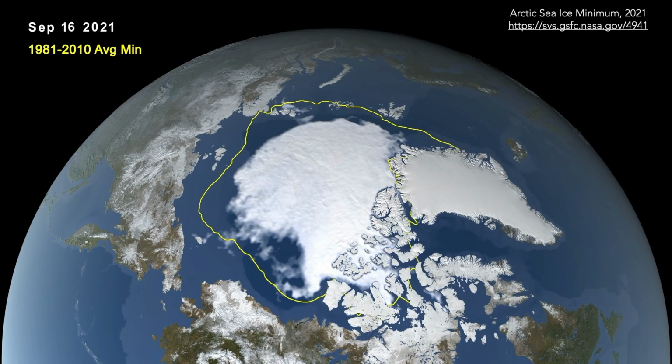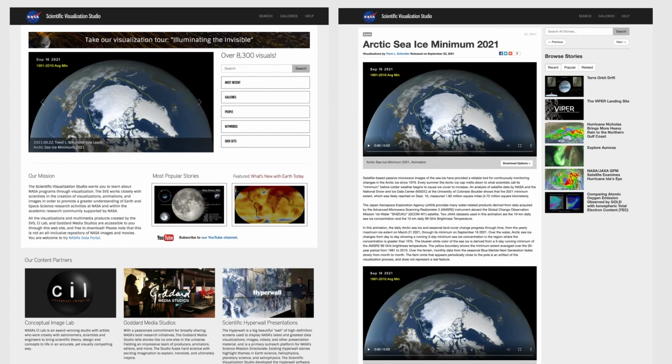Now, once the visualization is complete, like the one that I showed earlier, the one about the 2021 Arctic sea ice minimum, then the visualization and related products are released through the SVS website. And the best way to describe the SVS website, or the way I like to describe it, is a public-facing mega database of all sorts of goodies, visualization goodies. Currently, it's hosting over 8,300 entries.